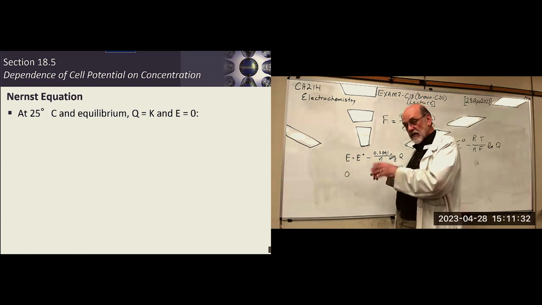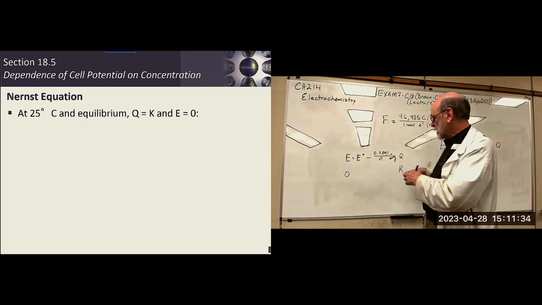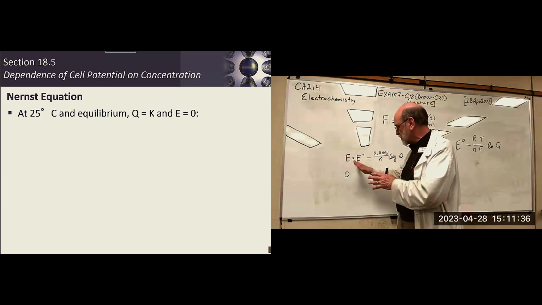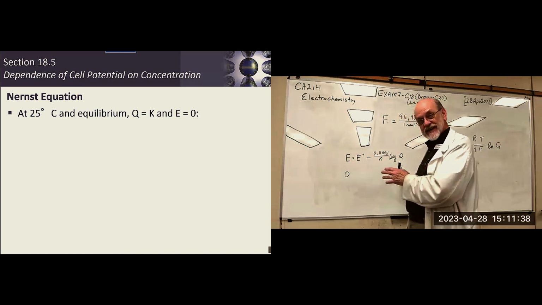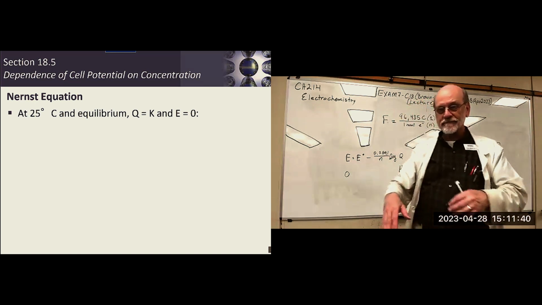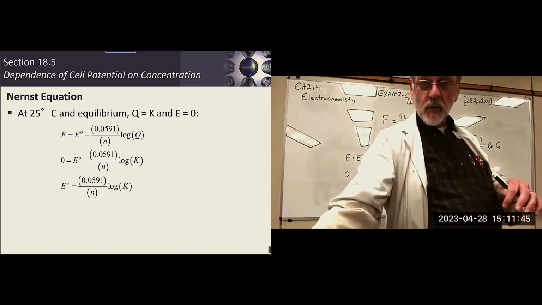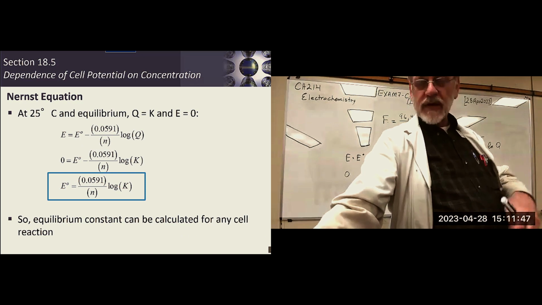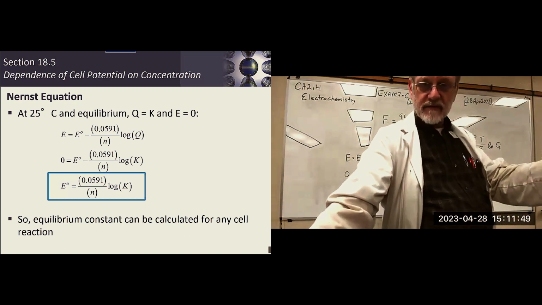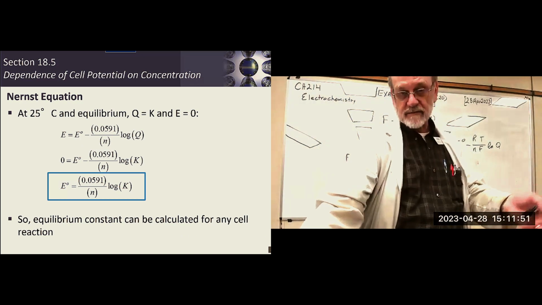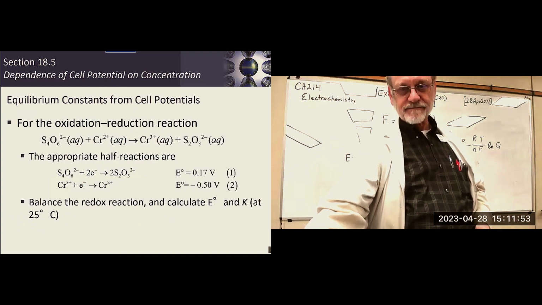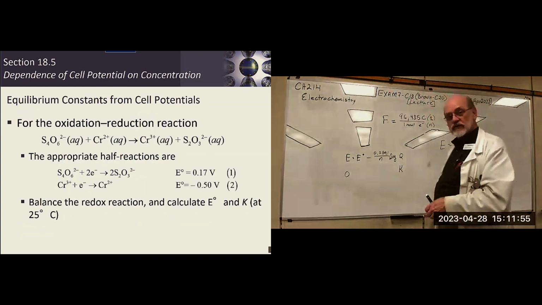So if we do that, what do we end up with? Well, we end up with an expression of standard potential versus K. So we can use standard potential to determine what K is. Or we can find K and determine what the E0 is. So that's a useful equation.